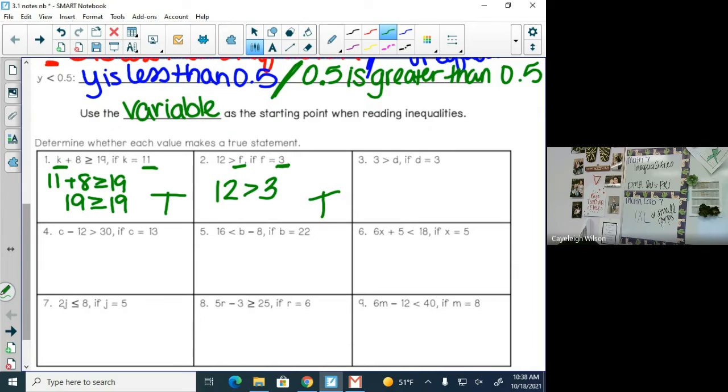All right, let's look at number 3. 3 is greater than D if D equals 3. So I'm going to put 3 in for the D spot. So 3 is greater than 3. Is 3 greater than 3? No. And it doesn't have a line under it, so we can't say or equal to. So it just says 3 is greater than 3, which is not true, so this one is false.